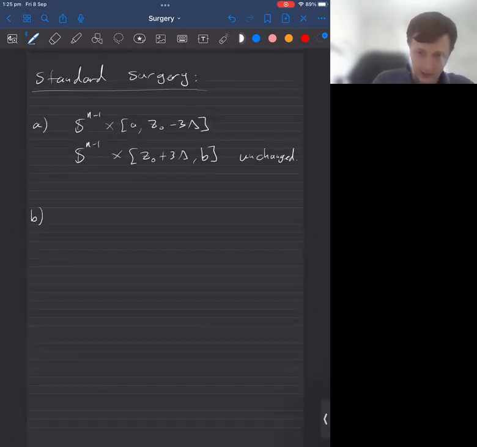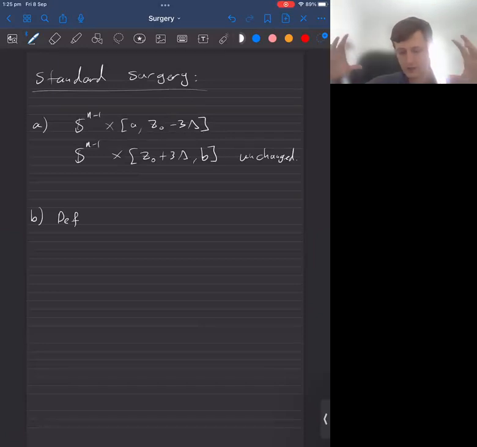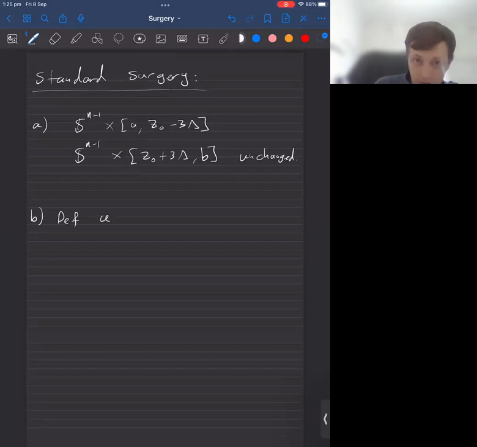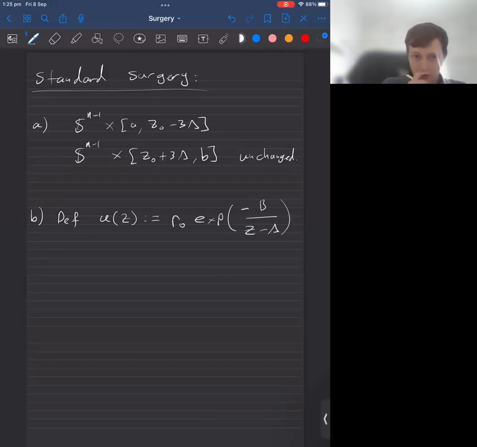So B, we define this function that we're going to use to start bending our surface in to begin replacing it with end balls. So let's take this as r0, and the function we're going to use is exponential of minus b over z minus lambda. Also I'm only going to care about the left one here, and the right one is analogous.